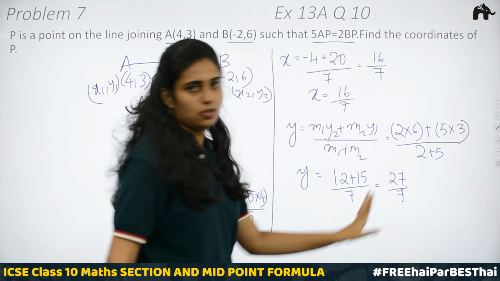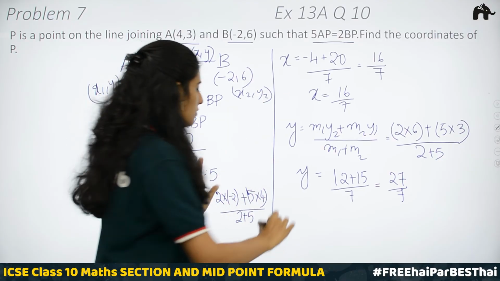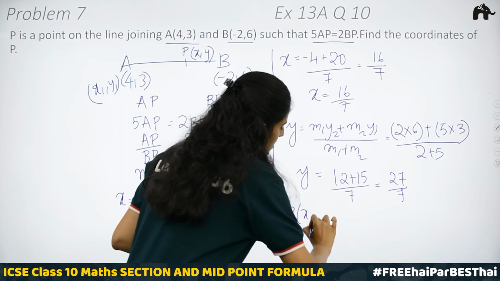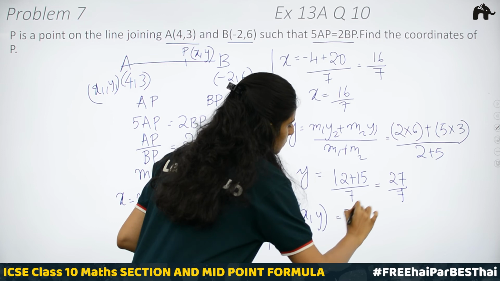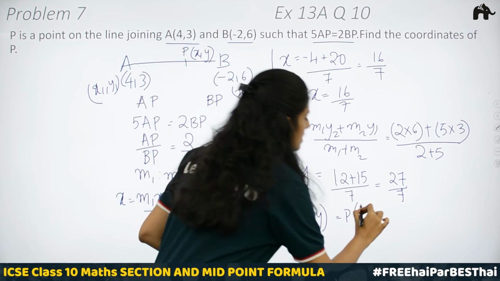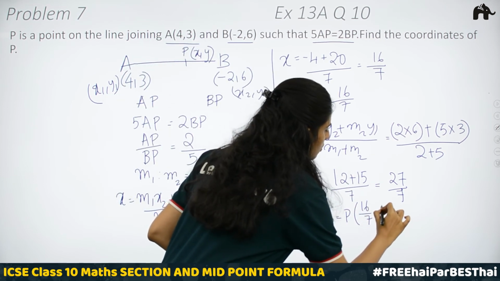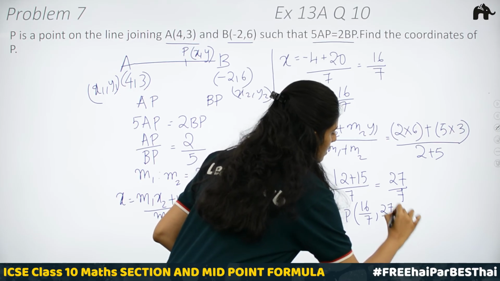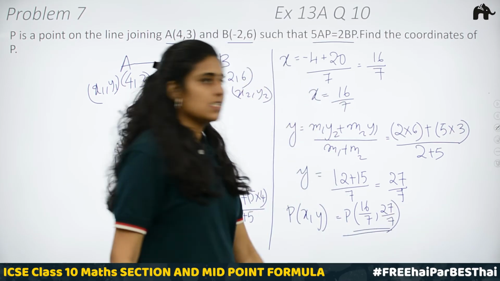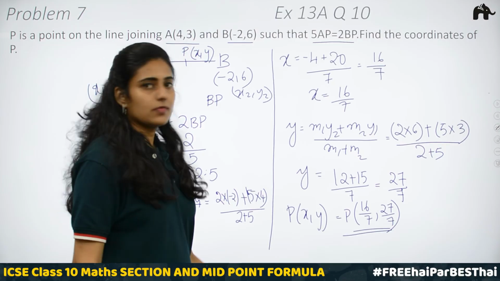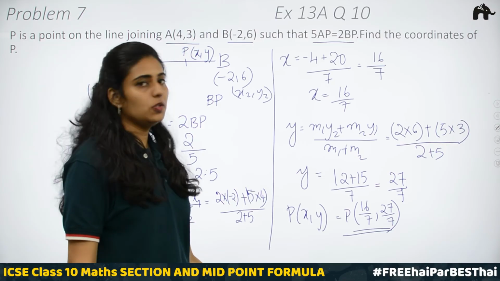We got the y coordinate and the x coordinate. Therefore, the point P (x, y) is equal to P (16 by 7, 27 divided by 7). This is the point P. Got it? Let's move on to the next problem.